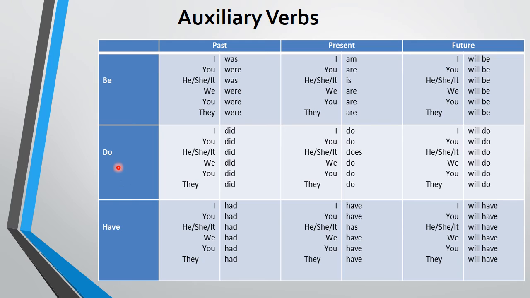Second category is do. In past form, did is used for all pronouns, but for present, does is used for he, she, it, and for I, you, we, they, you use do. And for future, it's I will do for all pronouns. Like the third category shows have, which in past you use had. For all pronouns you use had, and for present I have, you have, we have, they have, and he, she, it take has. And for future it's I will have, you will have, he, she, it, they all take will have as an auxiliary verb.